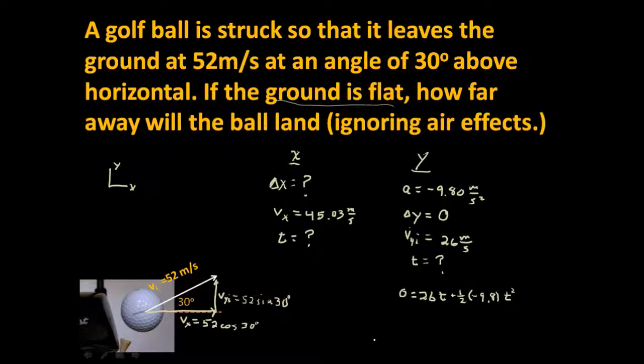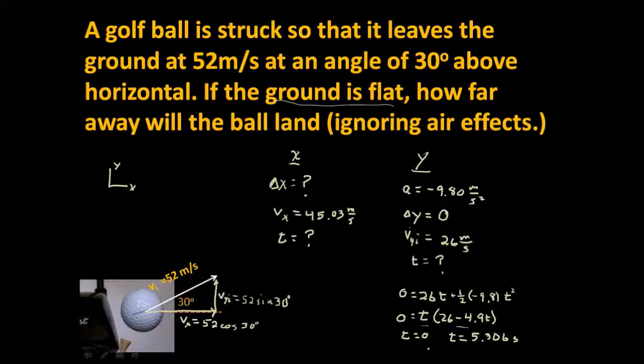Now you might be tempted to solve that quadratic equation with the quadratic formula, and that's a perfectly reasonable way to do it. However, I think this one's easier if you just factor it. The 1/2 times negative 9.8 is of course negative 4.9, but a t can be factored out. So we'd have 0 equals t times (26 minus 4.9t). And that gives us two answers. It tells us for this factor, the t equals 0, and it tells us for this factor, the t equals 5.306 seconds.